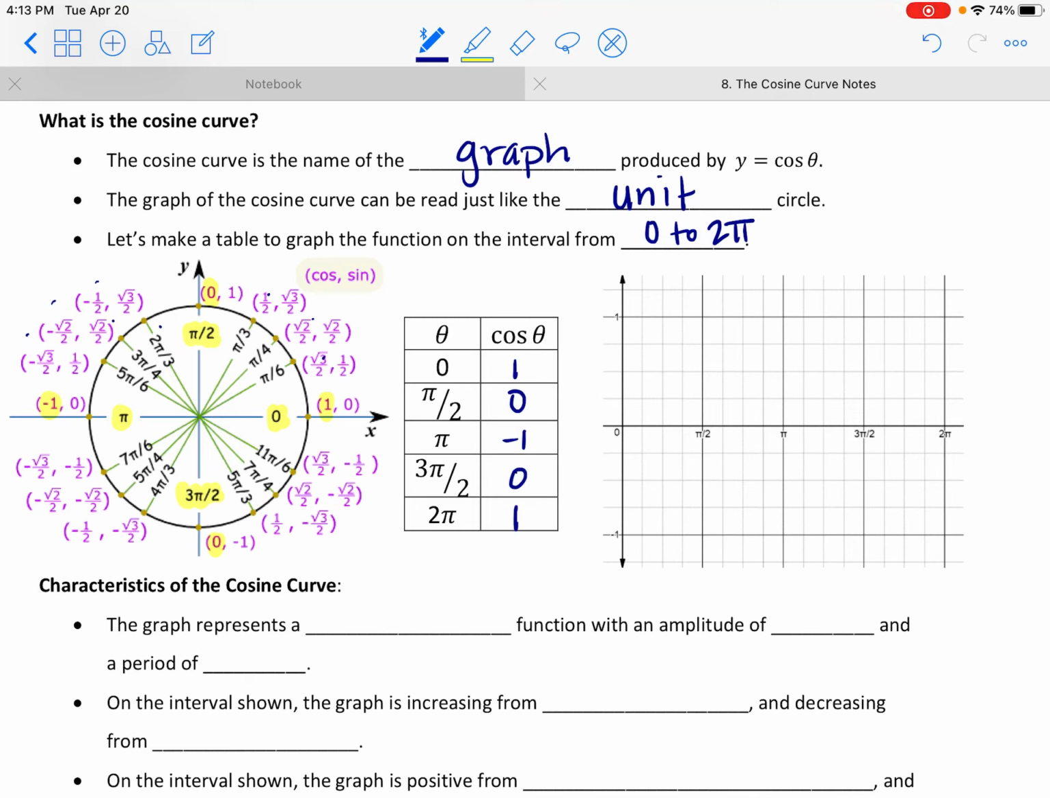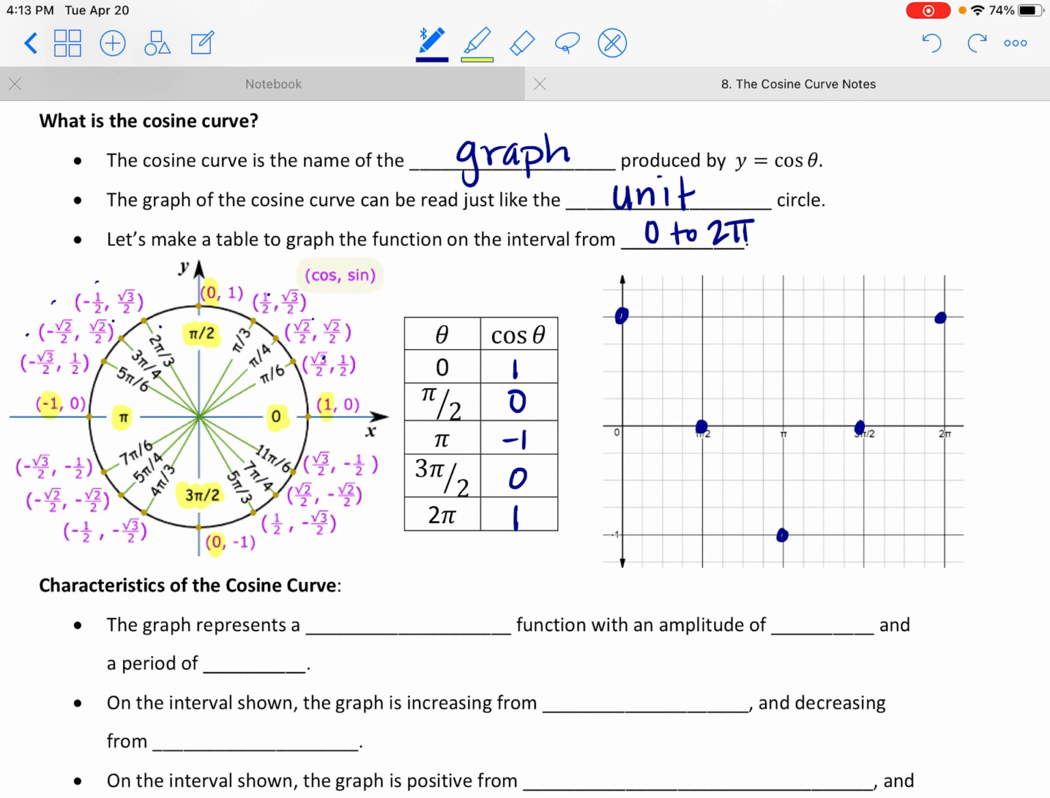So at a 0 degree angle or a 0 radian angle, our cosine is 1. At pi over 2 radians, our cosine is 0. At pi radians, our cosine is -1. At 3 pi over 2, we're at 0. And then at 2 pi, we're back up to 1. Okay, so this is what one cycle of our cosine curve will look like.